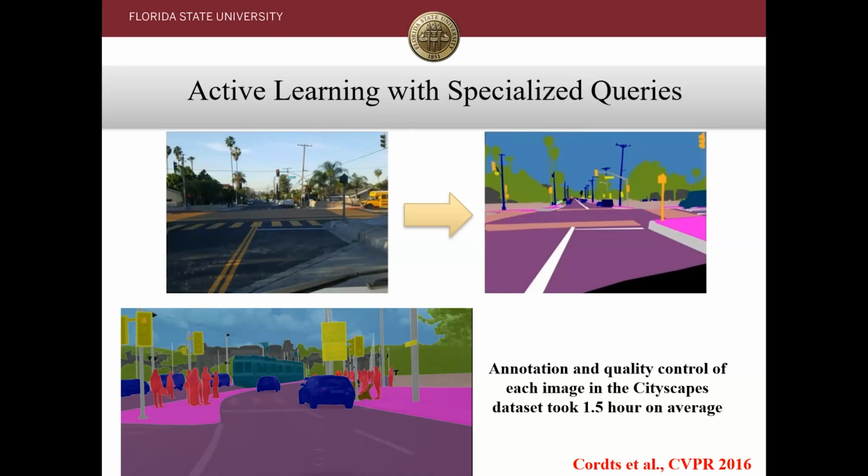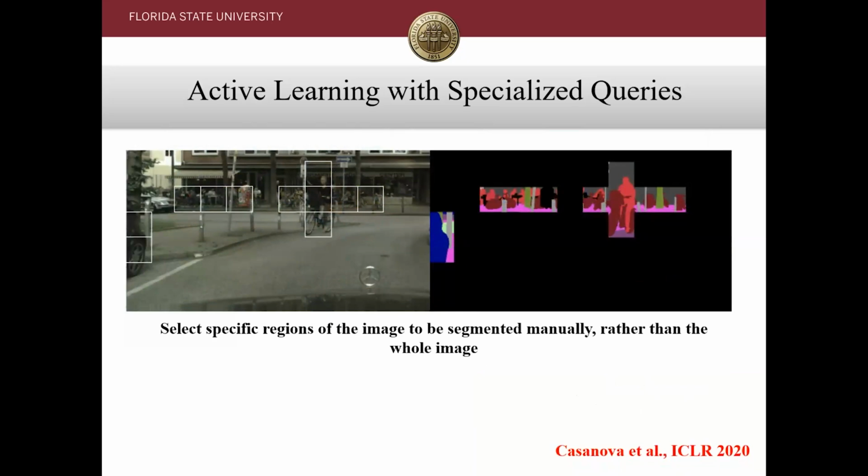In fact, the bottom image here is from a data set called Cityscapes. It's a very popular data set for image segmentation. The paper was published in 2016 in the CVPR conference. And the authors have mentioned that to annotate one image, it took them about 1.5 hours. So it begs the question of how we can come up with more efficient annotation mechanisms.